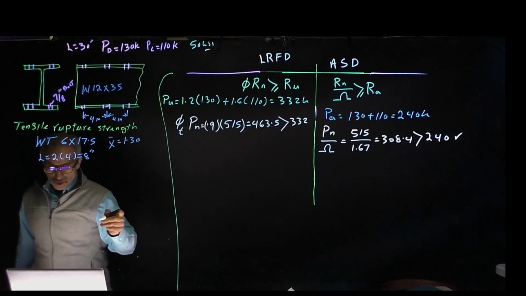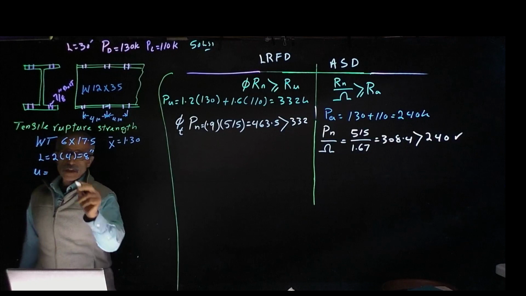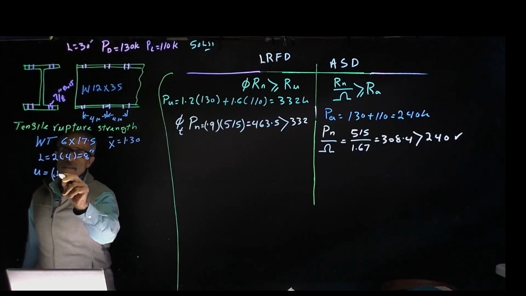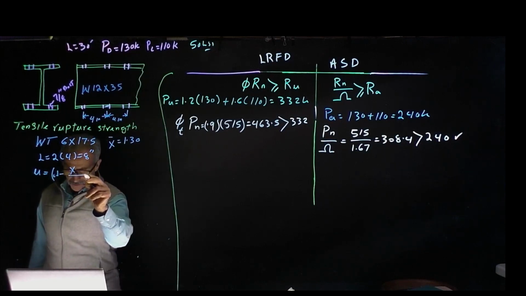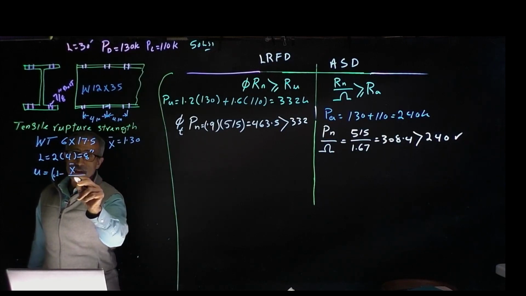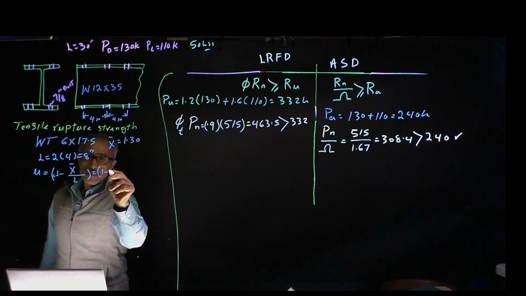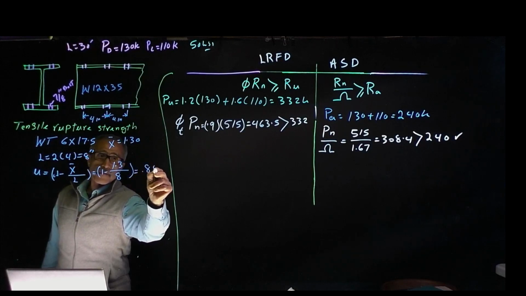So the U, and this is in case 2. In case 2, we can go ahead and say 1 minus X bar divided by L. So that comes out to 1 minus 1.3 divided by 8 inches. So that comes out to 0.84.